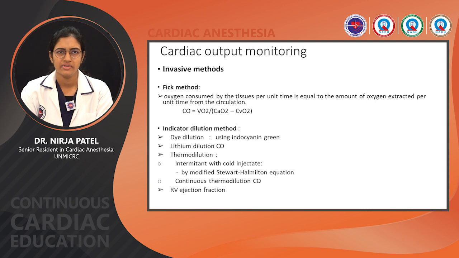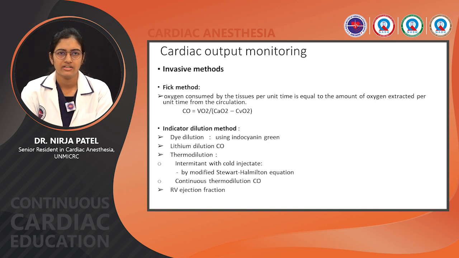Cardiac output monitoring is done by invasive, non-invasive and minimally invasive techniques. In invasive techniques, first is the Fick method, in which oxygen consumed by the tissue per unit time is equal to the amount of oxygen extracted per unit time from the circulation. So the formula is cardiac output equals VO2 upon CaO2 minus CvO2, in which VO2 is oxygen extracted per unit time from circulation, CaO2 is arterial oxygen content and CvO2 is mixed venous oxygen content.